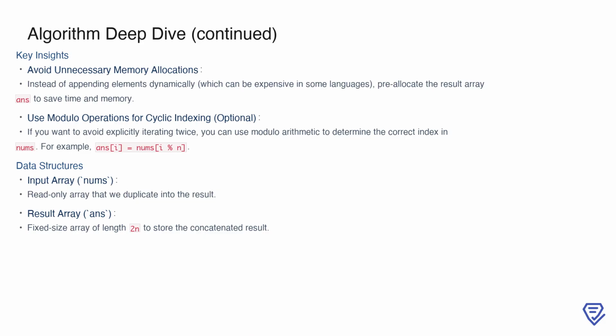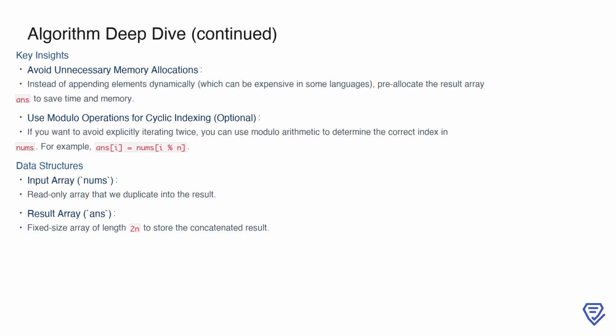First, it's important to avoid unnecessary memory allocations. Instead of dynamically appending elements to the result array, which can be computationally expensive in some languages, pre-allocating the array ANS ensures that space is reserved up front and improves efficiency.